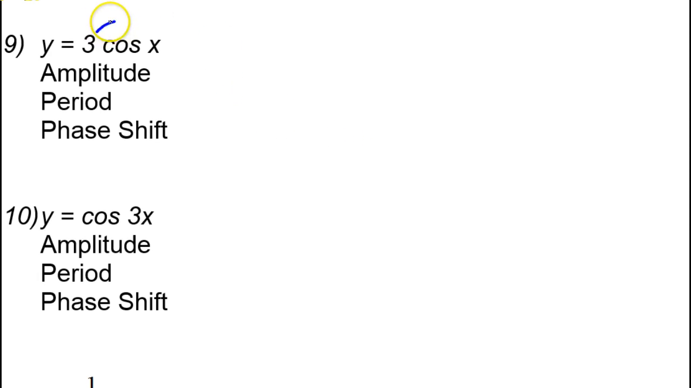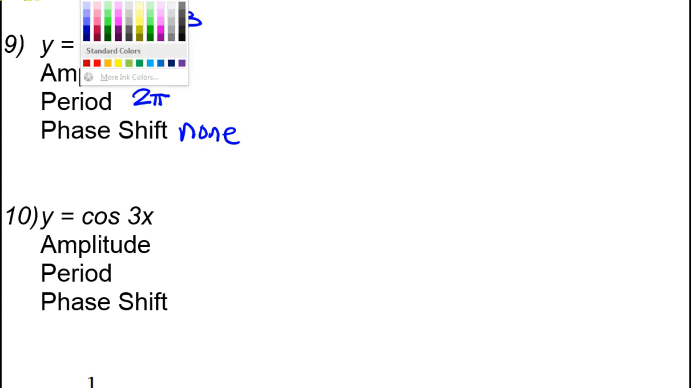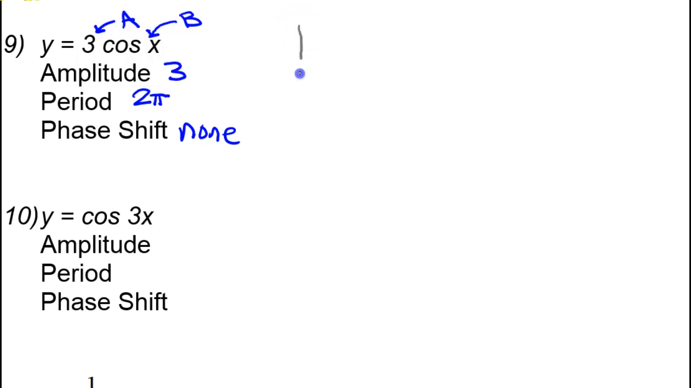All right, so right here I've got my A value. That tells me that the amplitude is going to be 3. Right here I've got my B value. Because it's invisible, I know that's a 1. That means the period is unchanged from the parent function. So the period will be 2 pi. There's still no phase shift because nothing is being added or subtracted on the end. That should be enough information for us to sketch this graph.